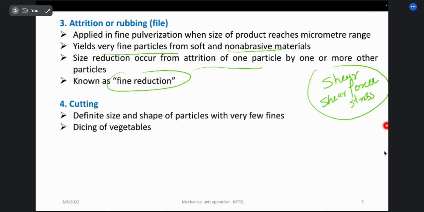Now cutting is very easy according to the size and shape. If you want to cut the material, then you can cut it easily. Cutting requires the cutting force, a very sharp object which you use for cutting the materials into a particular shape. The basic example is vegetable dicing on the industrial scale, I am not talking about households. So these are all the forces which are involved.